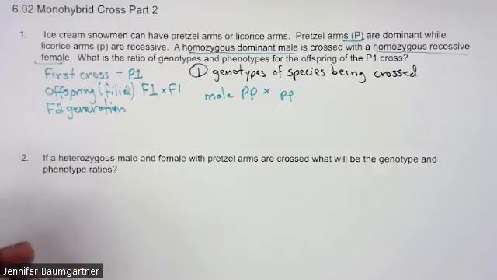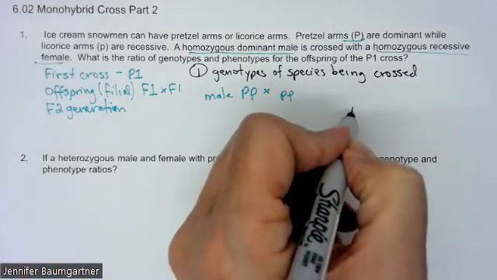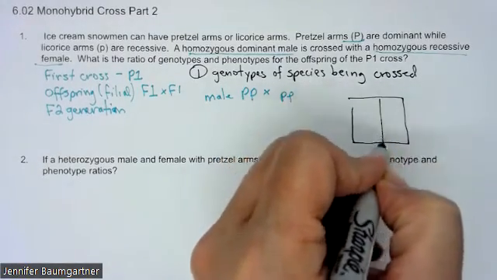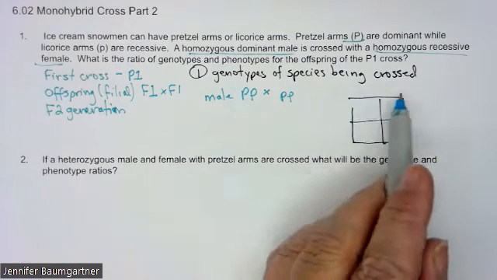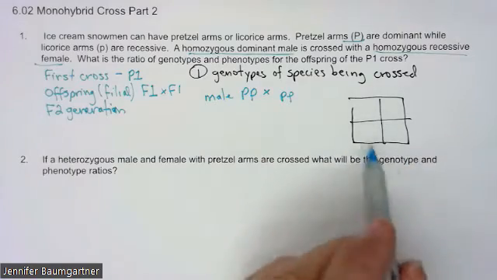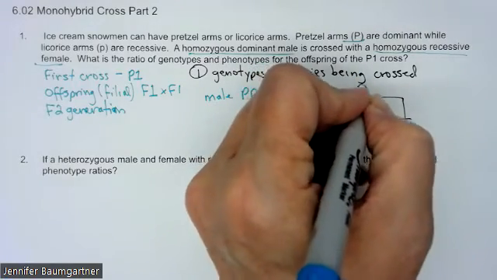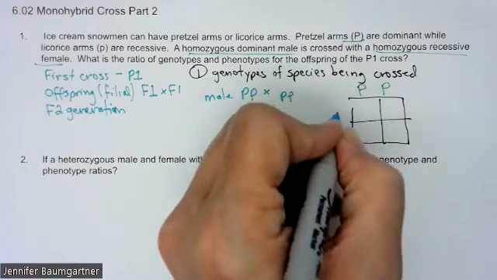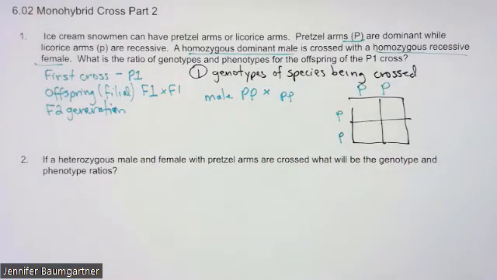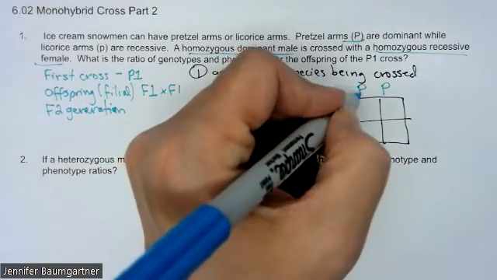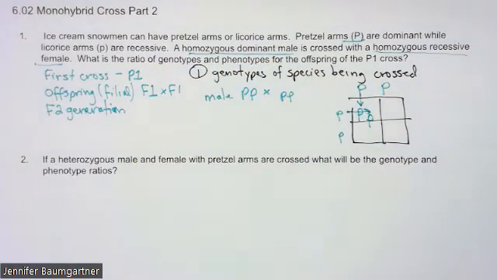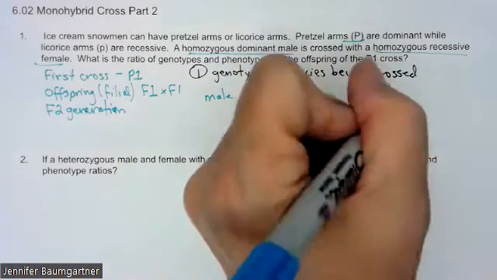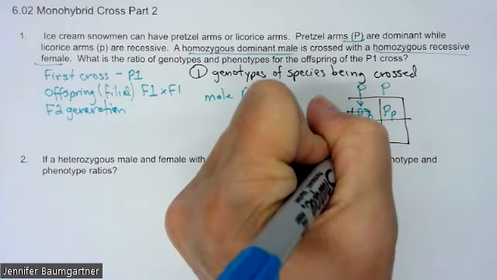This is a single trait cross. So if you're only doing one trait, you'll only ever need a 2x2. So there's my 2x2 box. And at the top, we have the gametes of one and the gametes of another. And we're just going to put dad here and mom here. And then what we do is we pull this P down and this P over. And when we do this cross, we're going to see that all of our boxes are going to be the same.